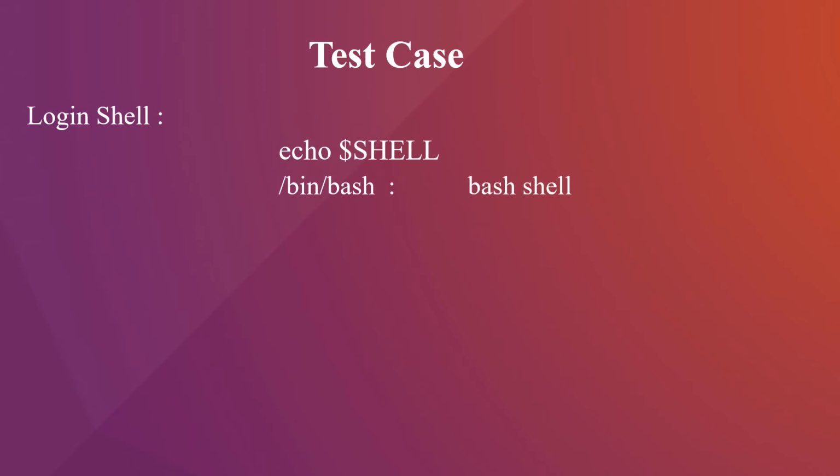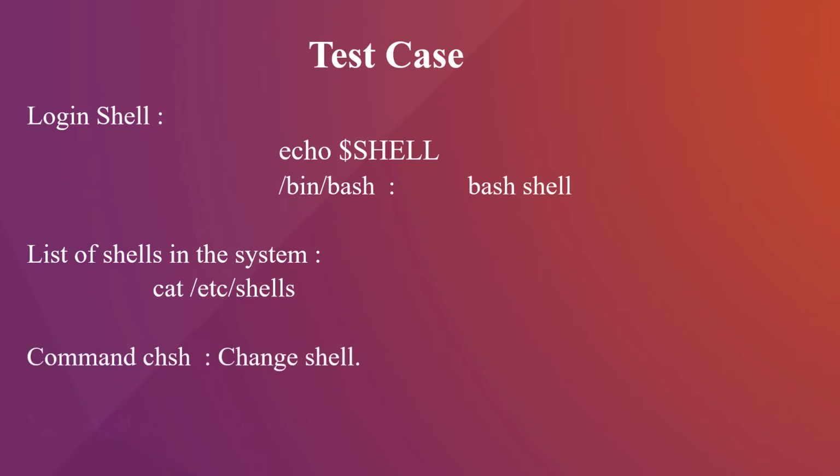Initially, we have bash shell as our login shell. We can check this using echo $SHELL. To get the list of shells available in the system, we can run the following command: cat /etc/shells. The shells file has all the shell entries in it, and the cat command will list the file contents on the terminal. Using the chsh command, we can change the shell by giving /bin/dash as the path of the new shell. We will have dash shell as our login shell.